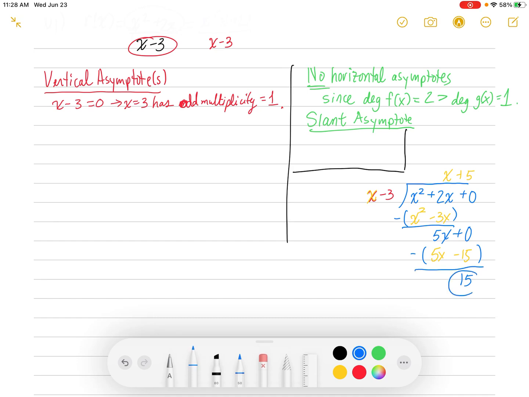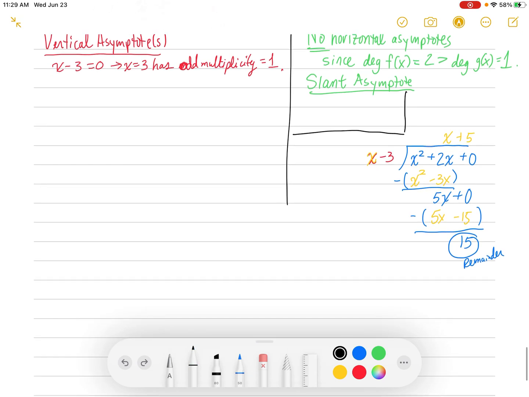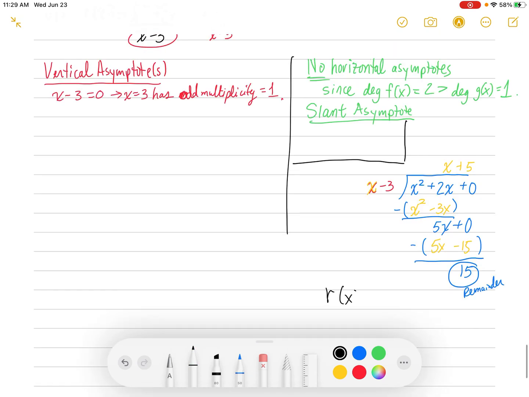Now that 15 there is actually going to be my remainder. Why is that my remainder? Well, look at the degree of 15. It has a degree of 0. It's smaller than the degree of what you're dividing by, x minus 3.